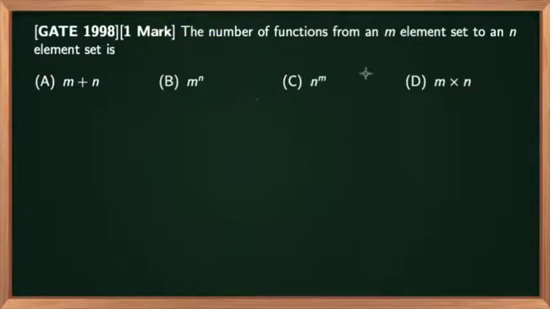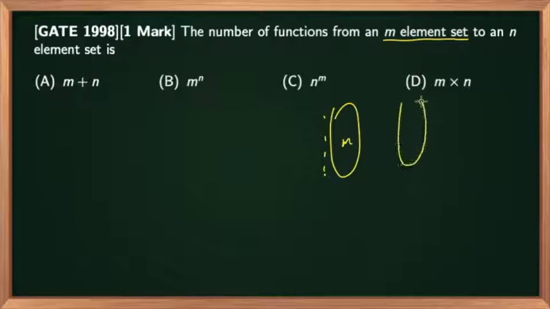So this is a GATE 1998 question, and you can see that the question is again repeated. So the number of functions from an M element set, so we have M elements here, to an N element set, so we have N elements here. So the number of different functions possible should be equal to N raised to M, right? So we know the answer should be C.